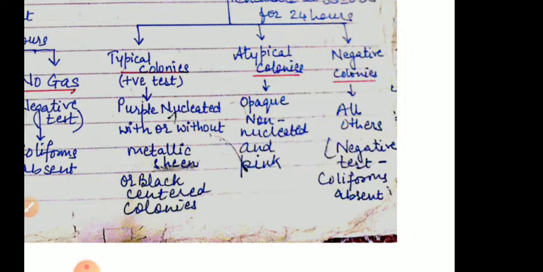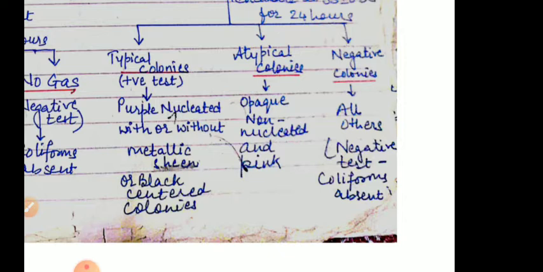Okay. Now what are negative colonies? Colonies which are colorless, which do not have any color, pale. They are produced by non-coliform bacteria. When negative colonies are produced, it means only colorless or pale colonies are produced by microbes. That means coliforms are absent. Now, if you get typical colonies, it indicates that coliforms are present.